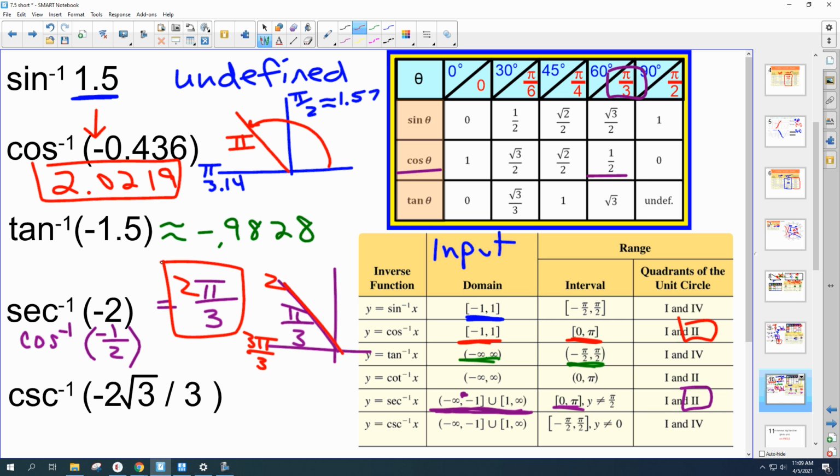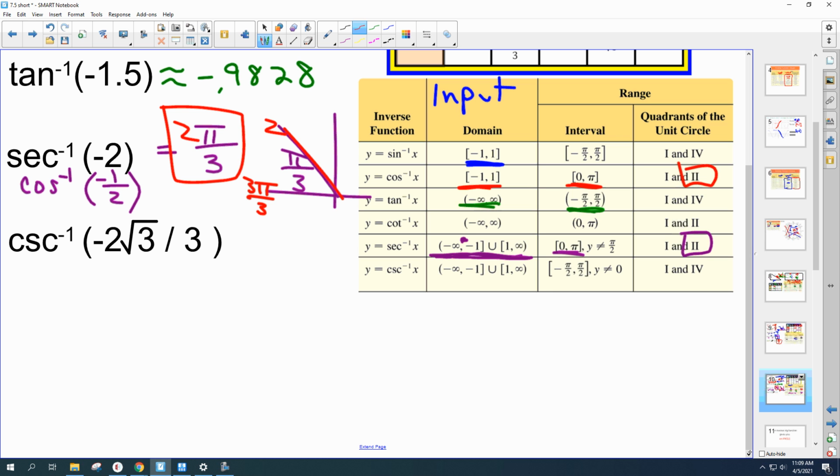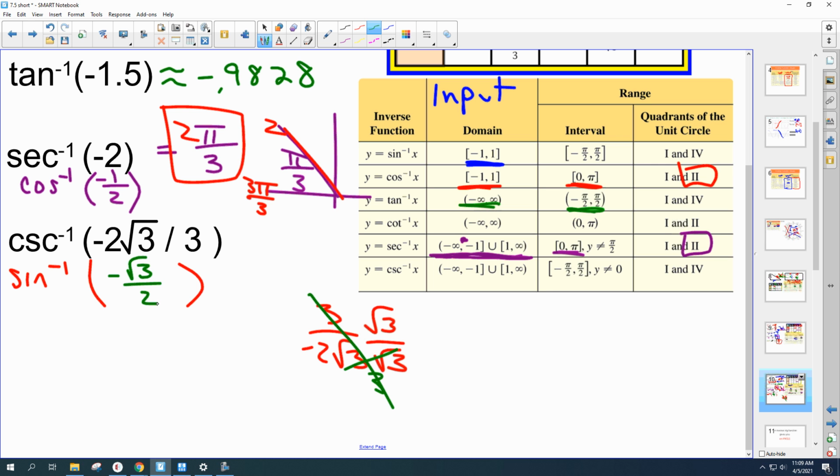That last one on there is also a no calculator question. And if you deal with it the exact same way, the reciprocal is going to be sine, so inverse sine of whatever that reciprocal is. If I take that reciprocal and rationalize, square root of 3 is 3, and that cancels out. Really what I've got is this. That reciprocal turns into negative square root of 3 over 2, which is awesome. That's in the chart.